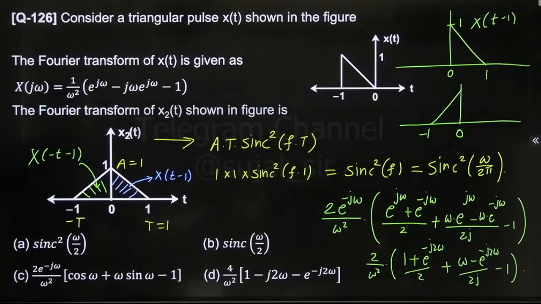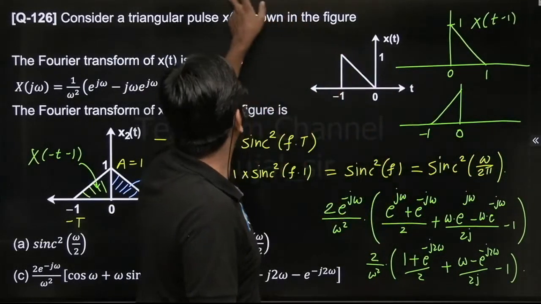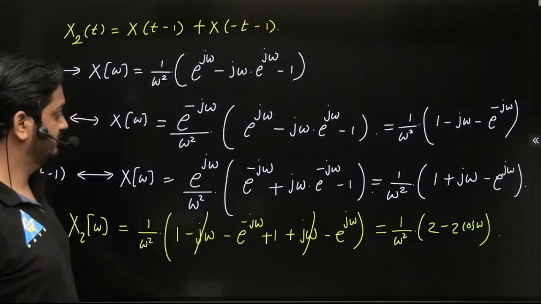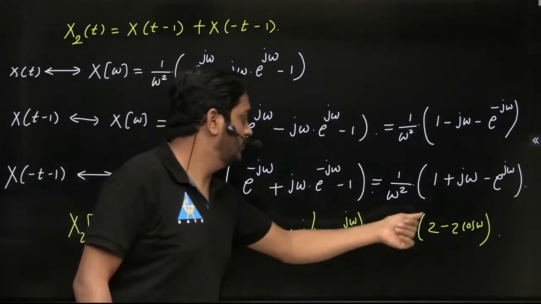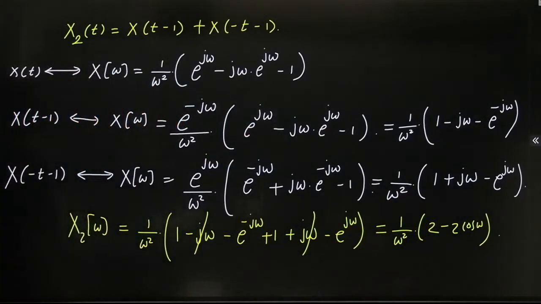So here two answers are possible. One is sec square omega by 2 pi and one more is this one, guys, 1 by omega square, 2 minus 2 cos omega, correct? 4 sec square omega by 2? No, you are wrong. 4 sec square omega by 2, no.